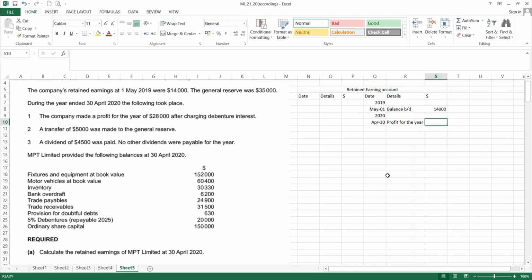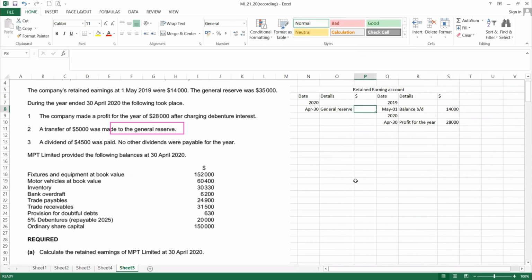Okay, and the amount is after charge, I mean it's final already. Okay, the next one. During the year, a transfer of 5,000 was made to the, okay, the keyword in here is they say to the general reserve. Okay, so in this case, retained earnings had to be debited, to the general reserve. Okay, 5,000.